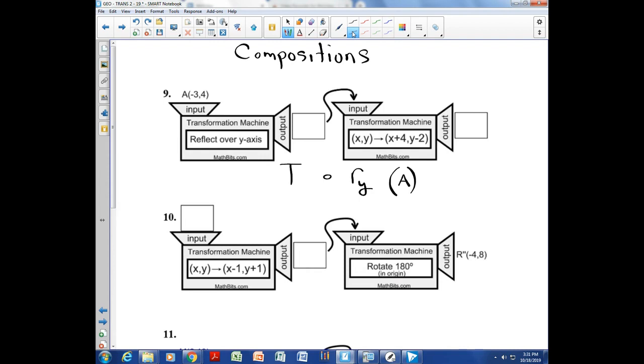It's a translation where we're going to be adding 4 to our x and subtracting 2. So this is really what it's going to look like for you. I'm going to box this up. This right here is what a composition looks like. Well, we can do this in the machine up here and see how it goes.